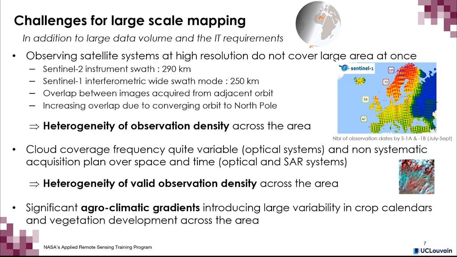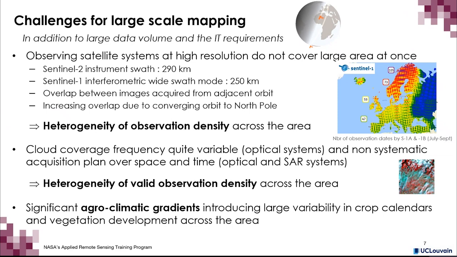Finally, there is an increasing overlap between adjacent orbits due to converging orbits toward the North Pole. This effect is very well illustrated in the picture on the right side, where we can see the coverage of Sentinel-1 over Europe.